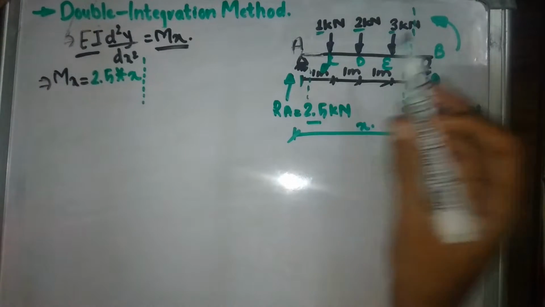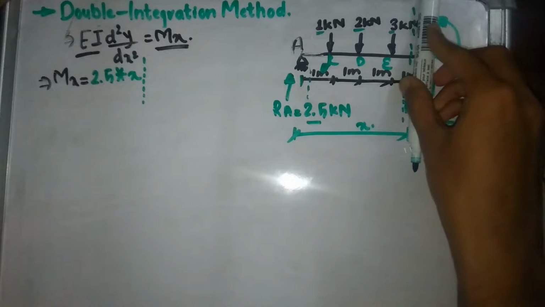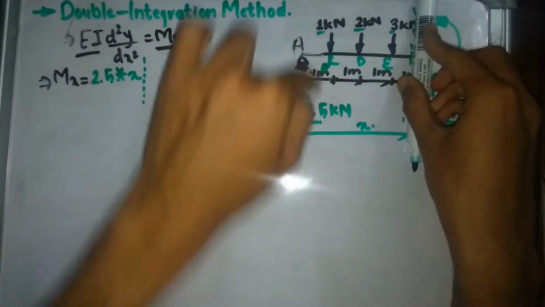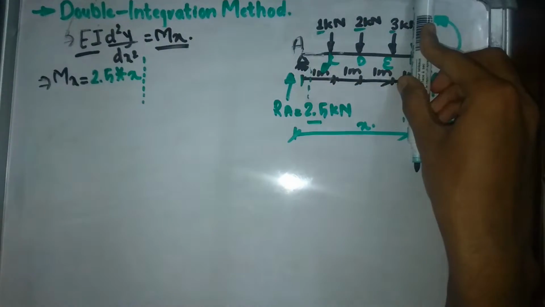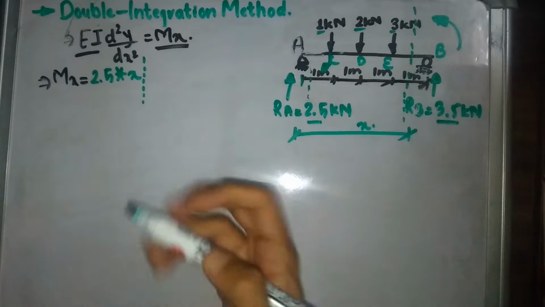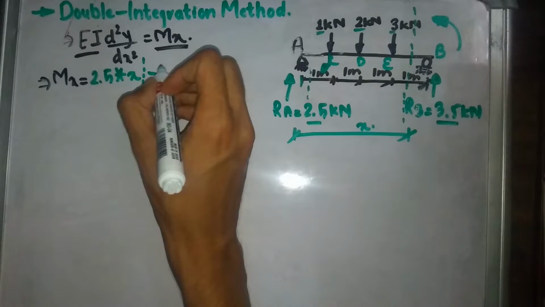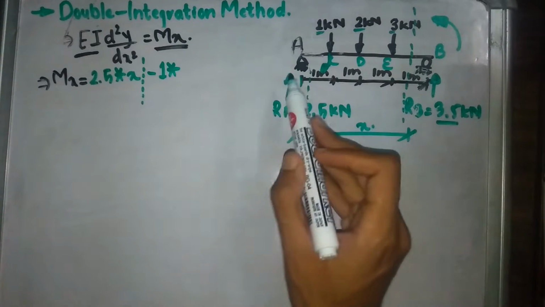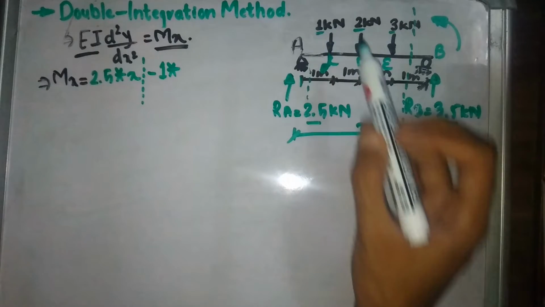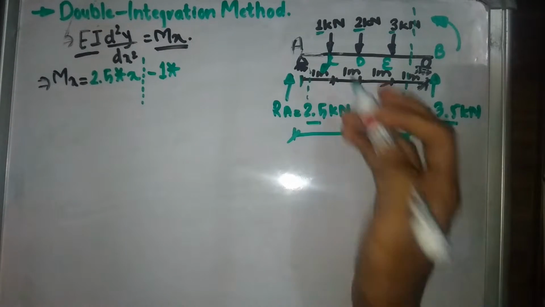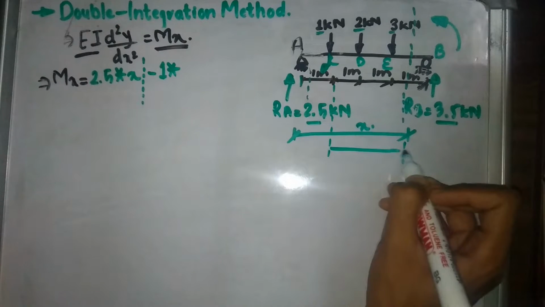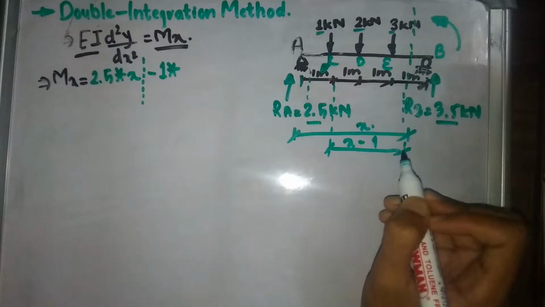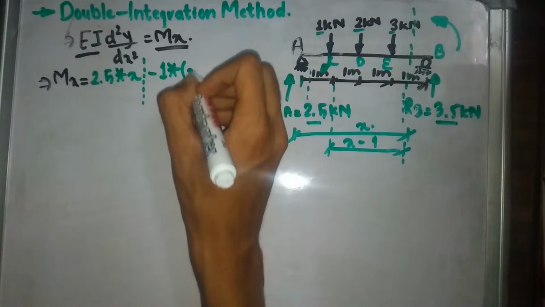Next I have 1 kilonewton. With respect to this section, which is at a distance x from A, 1 kilonewton is going to produce anticlockwise moment, as it is acting downward. 2 kilonewton is also acting downward, so anticlockwise. 3 kilonewton is acting downward, so anticlockwise. So all are going to be negative. Let me write down minus 1 into, now for the distance, if A is acting at a distance of x, 1 is going to be acting at a distance of x minus 1. As you can see over here, this much distance from this section is simply x minus 1.